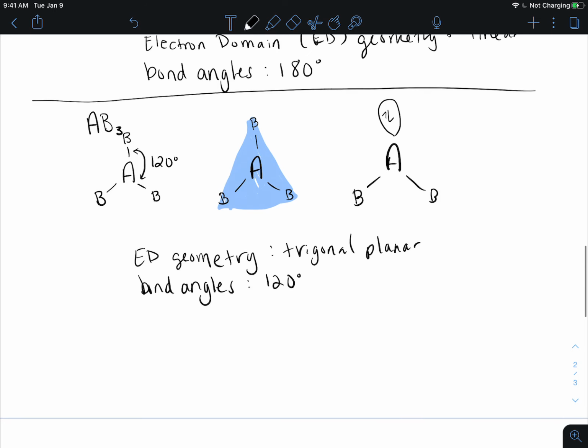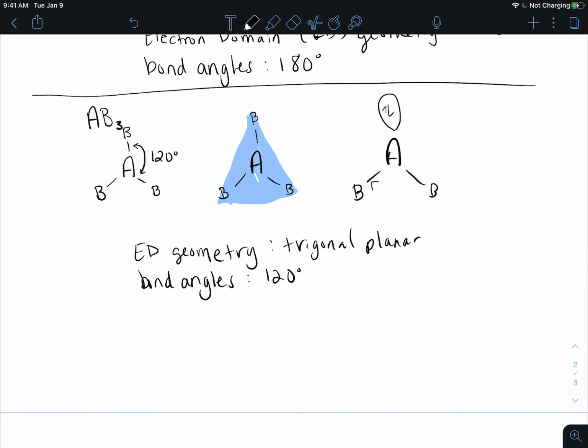Okay, here we still have approximately 120 degree bond angle.